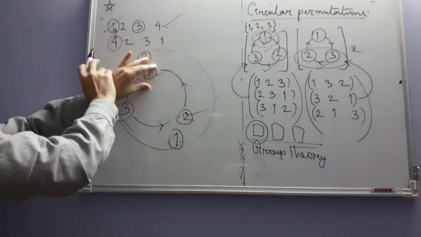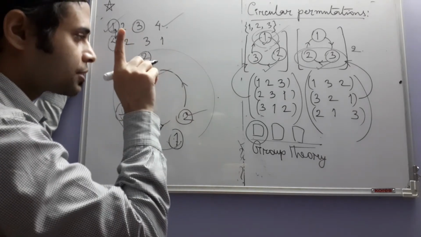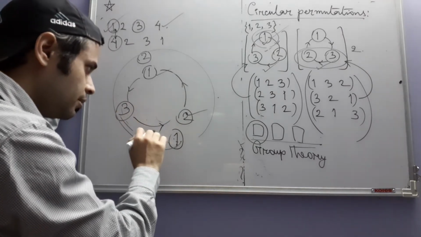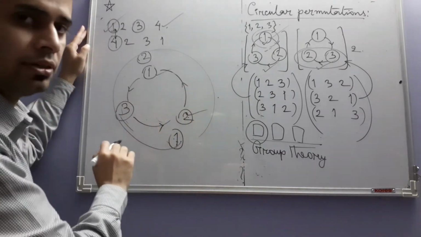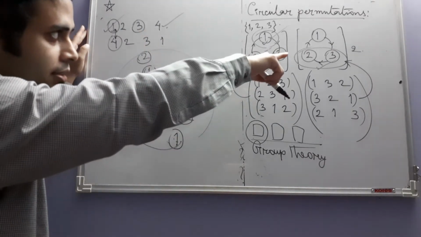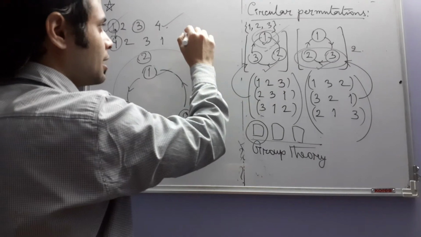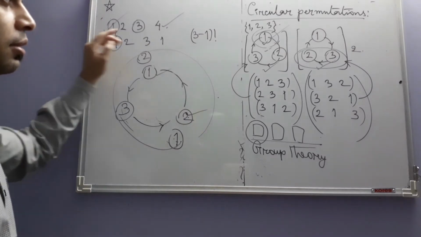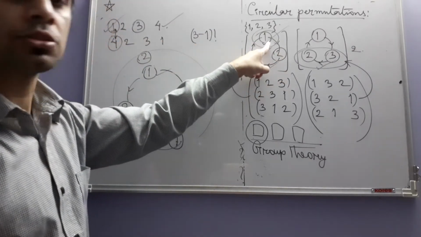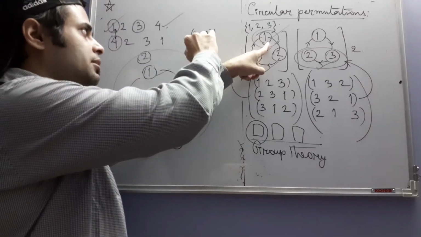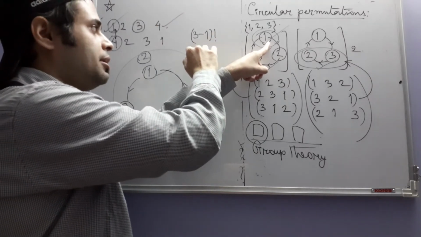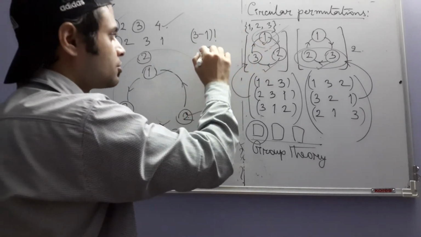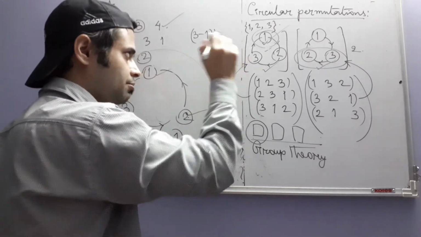We are not starting from here. So that's why we first of all fix one point and then count the number of ways we can arrange the remaining points around that point. So that's why we are getting 2, and that 2 is nothing but 3 minus 1 factorial. From the 3 elements, we have fixed one element, reducing the number of elements by 1. So now we have 2 elements for arrangement. 1 is fixed. So that's why we have 2 factorial, and 2 factorial is nothing but 2.